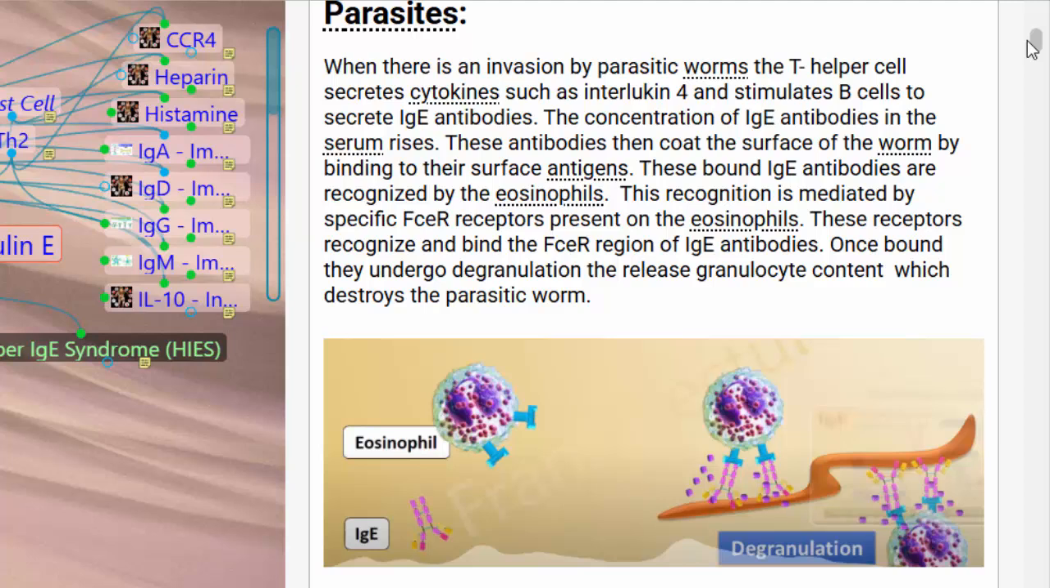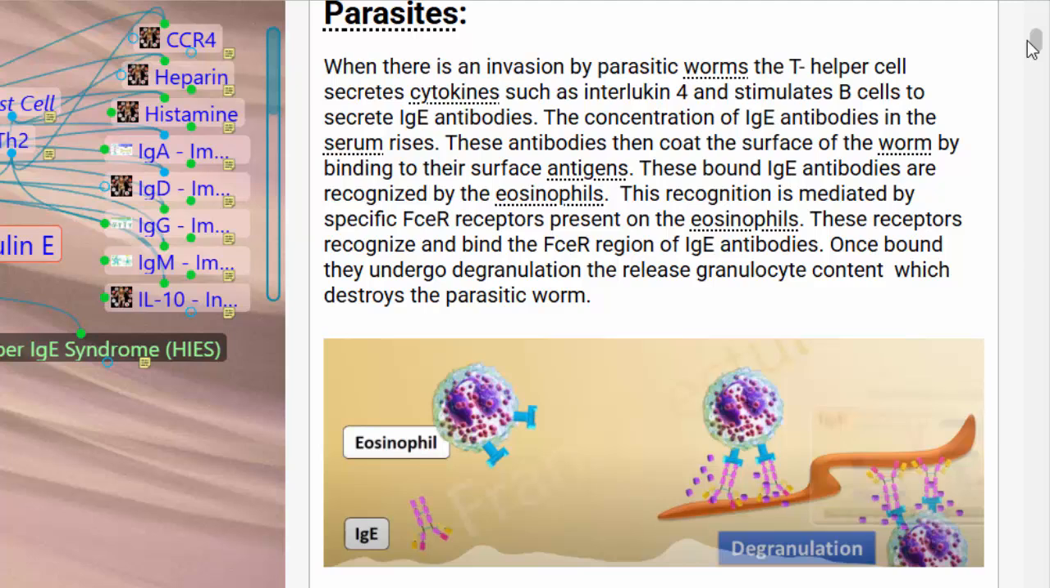When there's an invasion of a parasitic worm, the T helper cell is going to secrete cytokines like interleukin-4 and stimulate B cells to secrete immunoglobulin E antibodies. Those antibodies rise in our serum, and then they coat the surface of the worm by binding to their surface antigens. These bound immunoglobulin E antibodies are recognized by another one of our innate immune cells, the eosinophil. This recognition is mediated by a specific receptor.